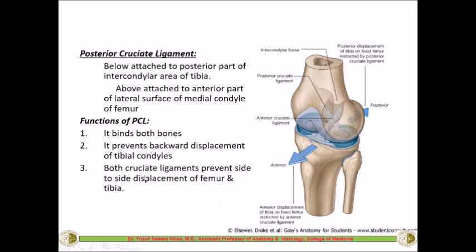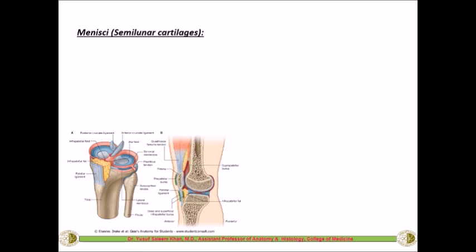Both the cruciate ligaments prevent side to side displacement also. So these ligaments also prevent the side to side displacement of the tibia over the femur. So these are some of the functions of the anterior and posterior cruciate ligament.